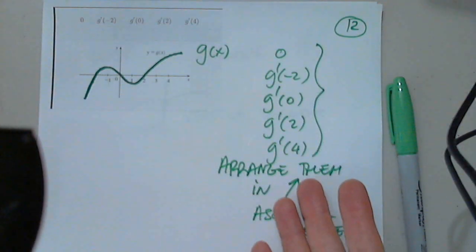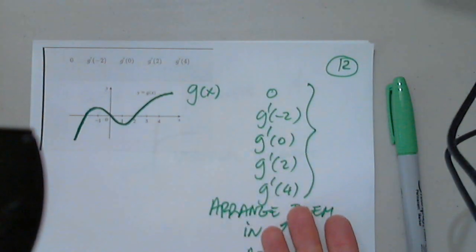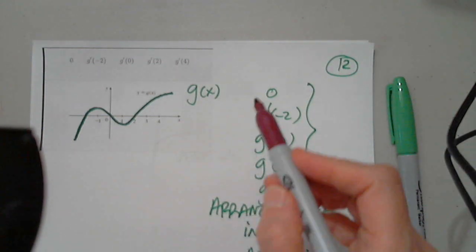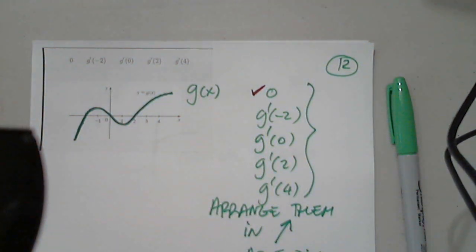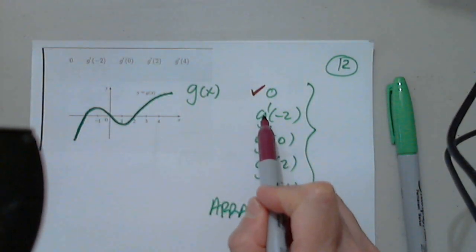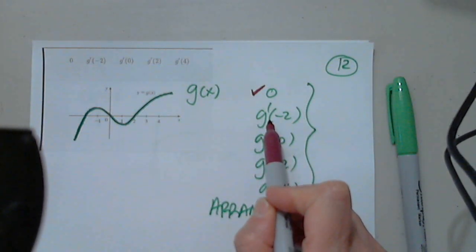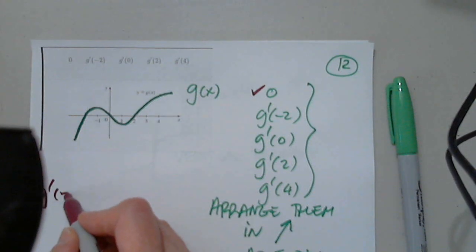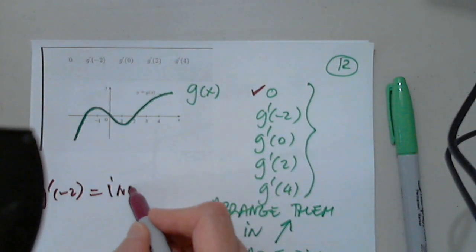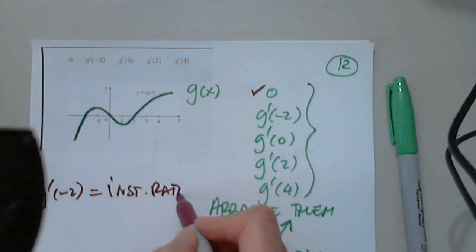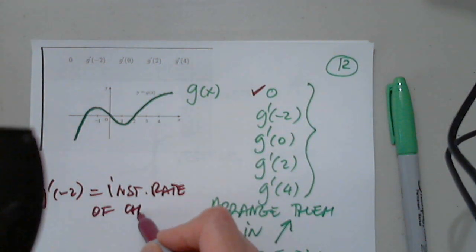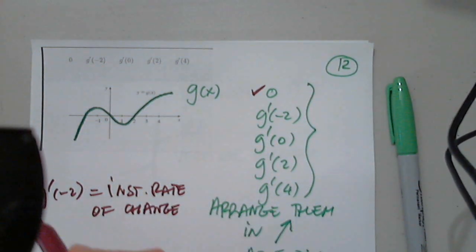What is all this? Again, kind of gibberish. What does this mean? Well, 0 is very clear. 0 is 0. I am asked to find g prime of negative 2. What does g prime of negative 2 mean? G prime of negative 2 is the instantaneous rate of change of g at negative 2.